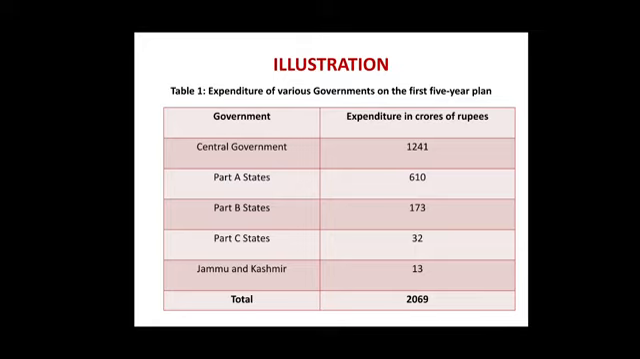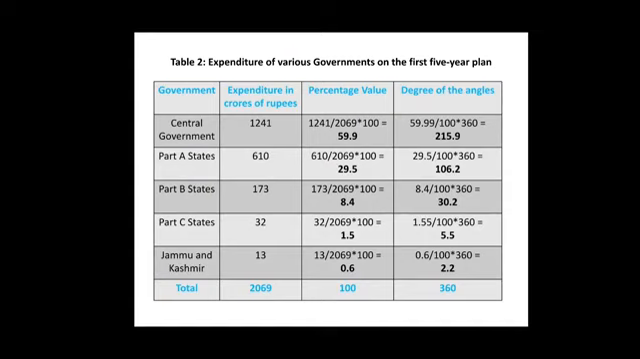This table gives the total expenditure of various governments on the first 5-year plan, and we have to represent this data with the help of a pie chart. So firstly, what we have to do? We have to convert the absolute values of expenditure of various governments in percentage values, as I have done in the third column of this table.